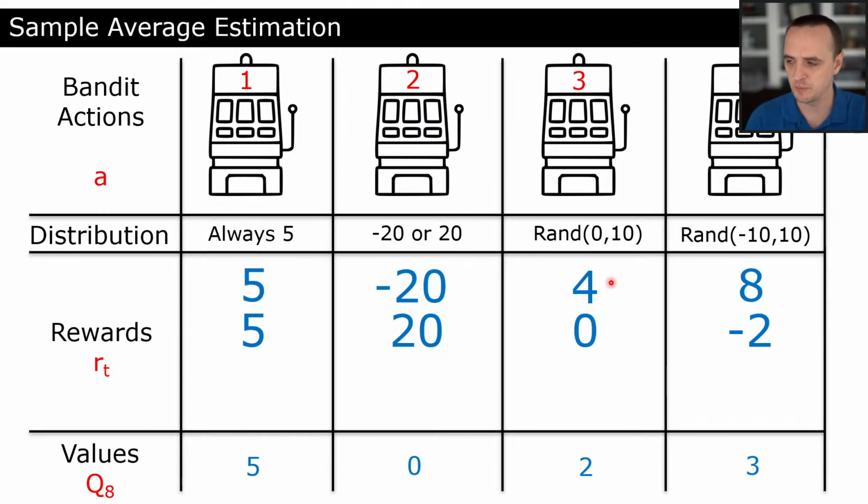You're taking samples, you're pulling slot machines, you are getting the rewards from them, and you are summing the rewards, dividing by the number of total tries of that slot machine, and that is your estimate. That is, at the end here, Q8 of 1 is 5, Q8 of 2 is 0, Q8 of 3 is 2, and Q8 of 4 is 3.